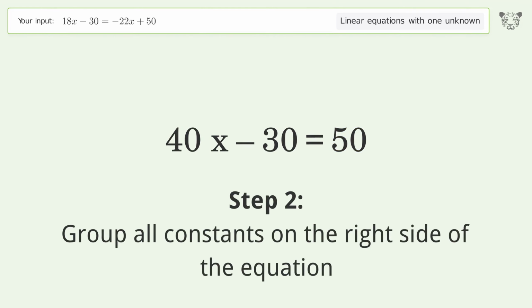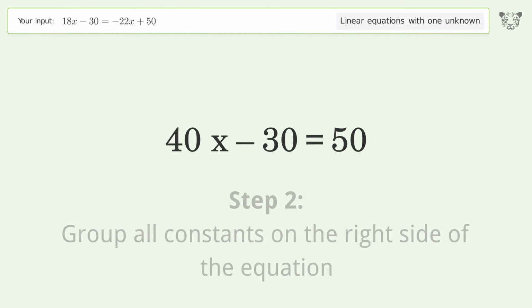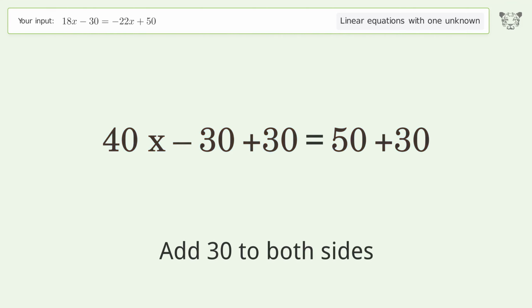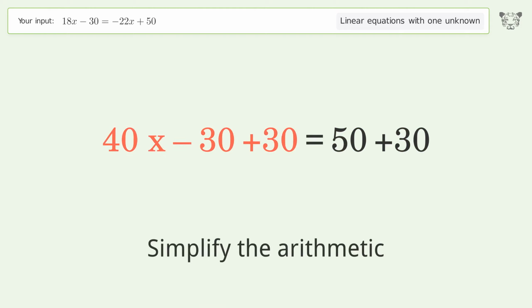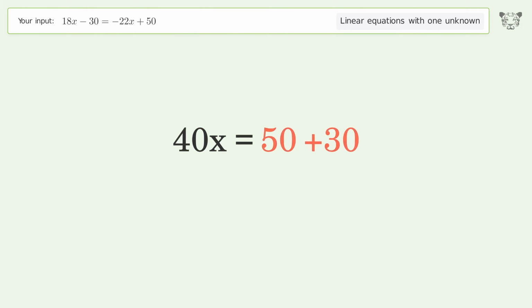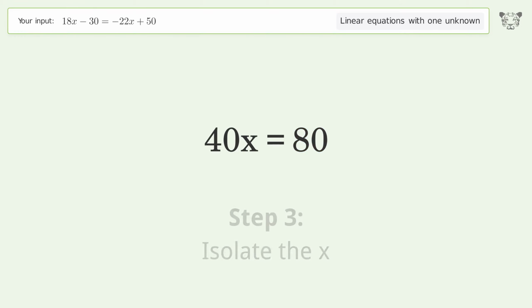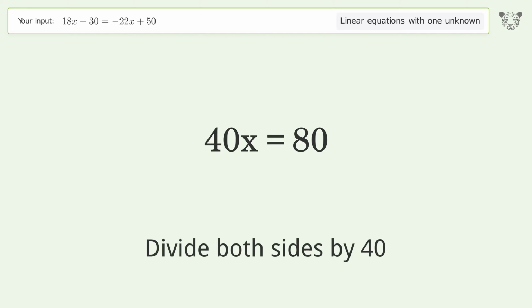Group all constants on the right side of the equation. Add 30 to both sides. Simplify the arithmetic. Isolate the x. Divide both sides by 40.